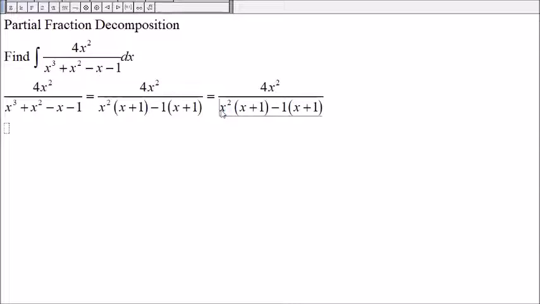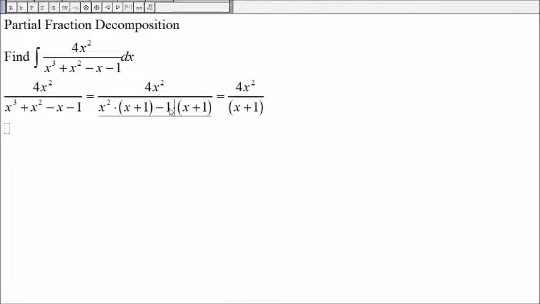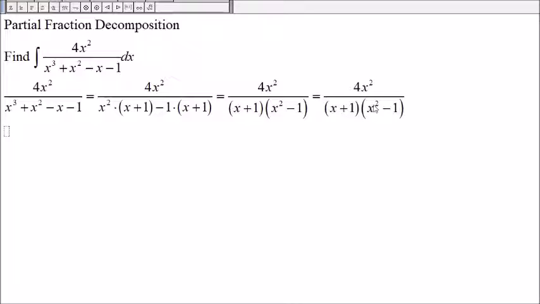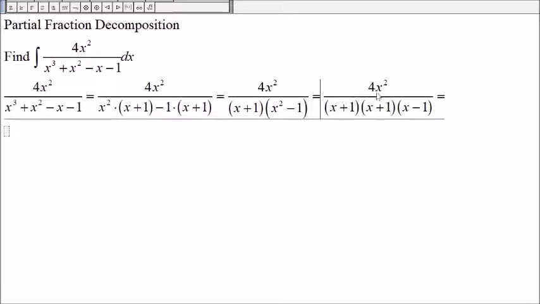And then now the common factor here is x plus 1. So the x plus 1 and then times x squared minus 1. And then x squared minus 1 is x plus 1, x minus 1. So we end up with this.